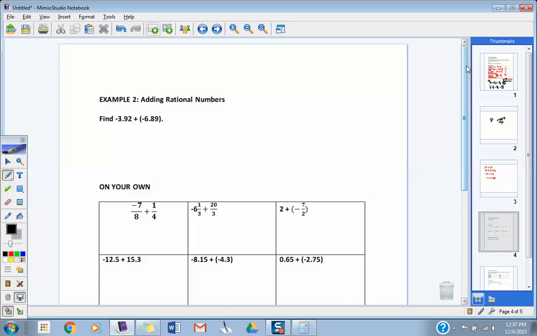All right, rational numbers can be written in some kind of a fraction form.